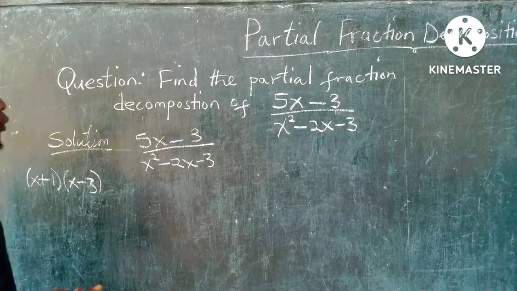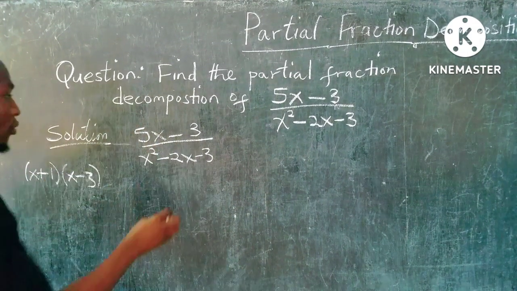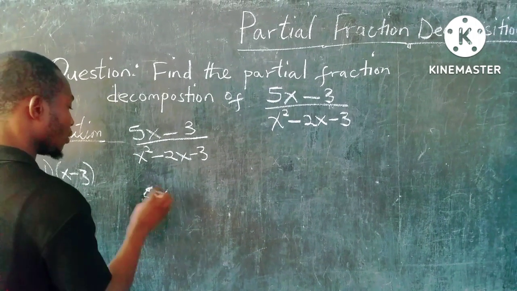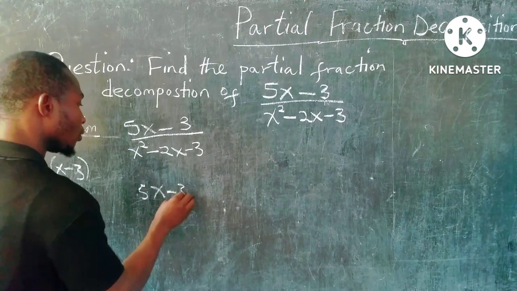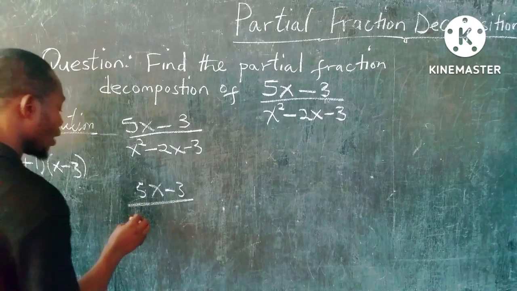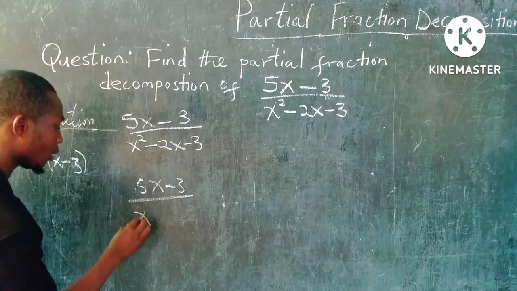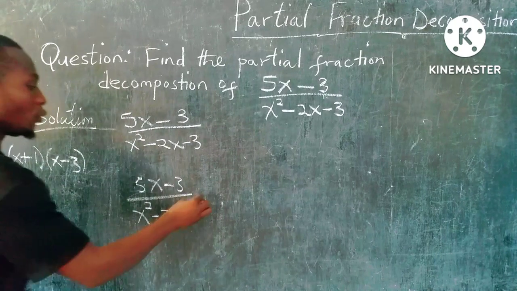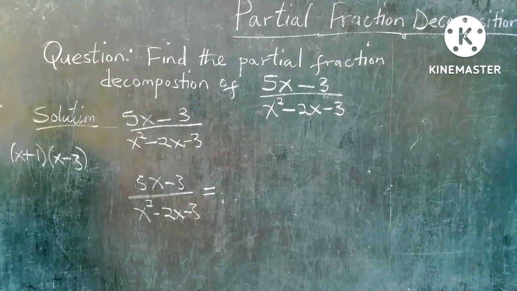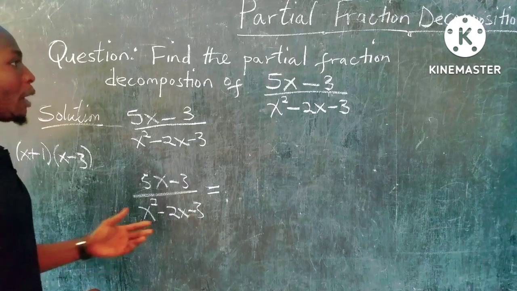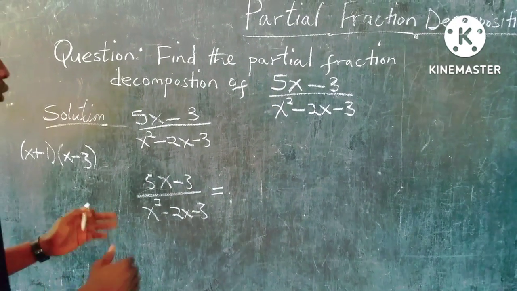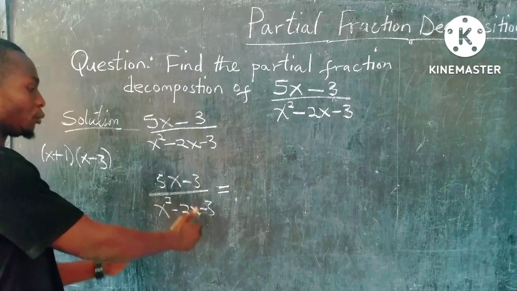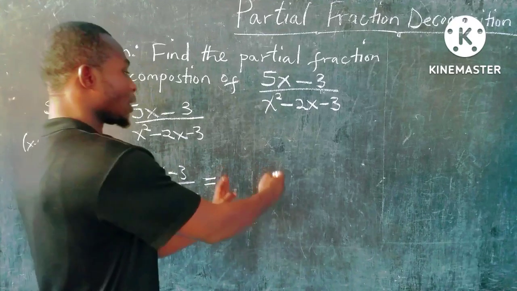So the next step we're going to do now is this. We're going to say 5x minus 3, all expressed by x squared minus 2x minus 3, will be equal to... we are about to find the partial fractions, being fully aware that partial fraction is where we split the fraction, this polynomial fraction, and we have separate fractions of them.